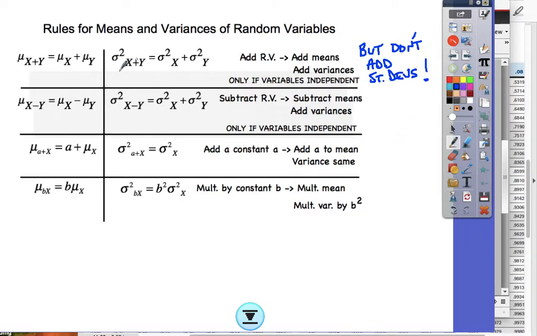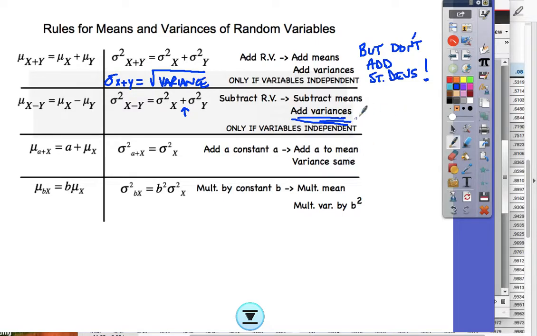Okay, if you want the standard deviation, all you have to do is take the square root of what you got for the variance. So I would always find the variance first, then take the square root of the variance to get the standard deviation. If you are subtracting random variables, you are allowed to subtract their means, but watch out here, you still add the variances.